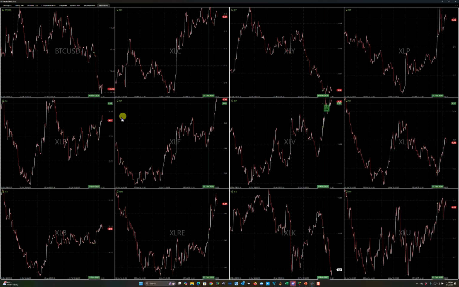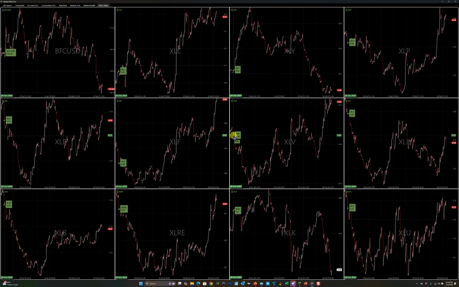Now, these are not the sector charts. These are the sector ratio charts versus the SPY. So I normalized them so I could see what's working now. I don't really care what the absolute number on a sector score is. I care how it's performing versus the market.